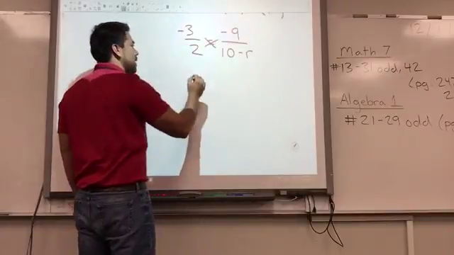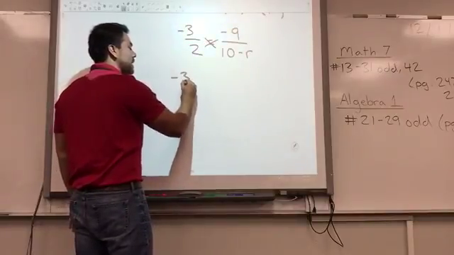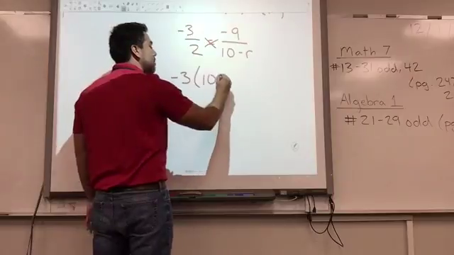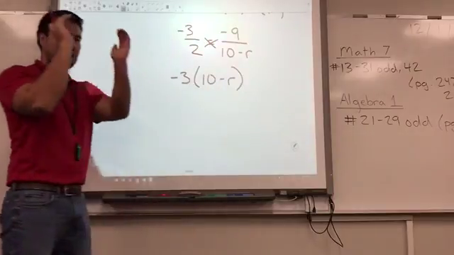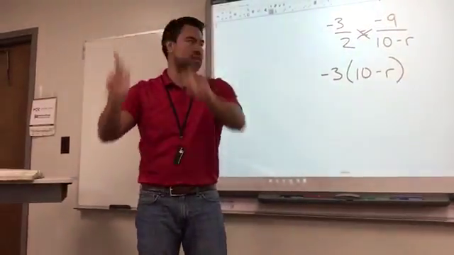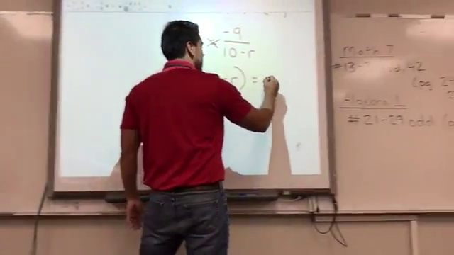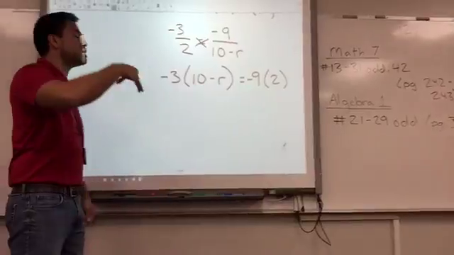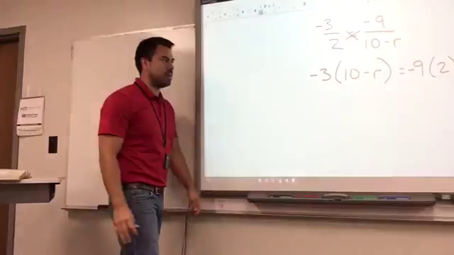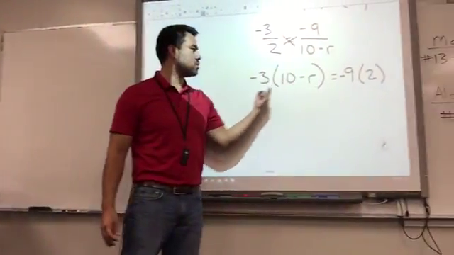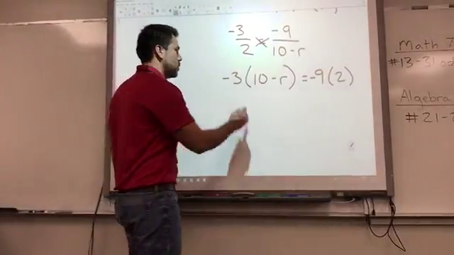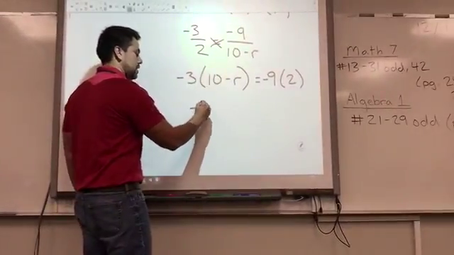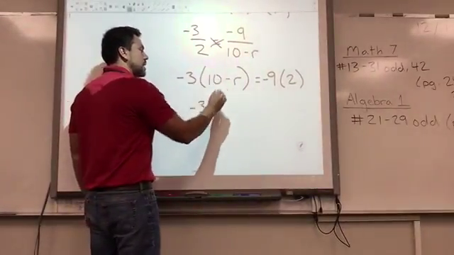Proportion, cross multiply. You're going to do negative 3 times (10 minus r) in parentheses. Always keep a sum or a difference together. And that equals negative 9 times 2, right? Negative 9 times 2, or 2 times negative 9. Okay, so here what property has to be used? Distributive. So it's negative 3 times 10. What's negative 3 times negative r?